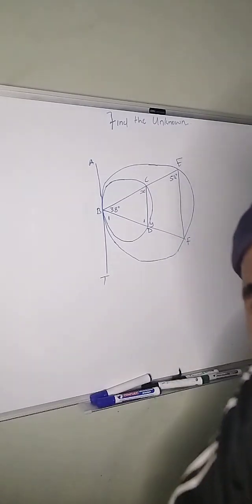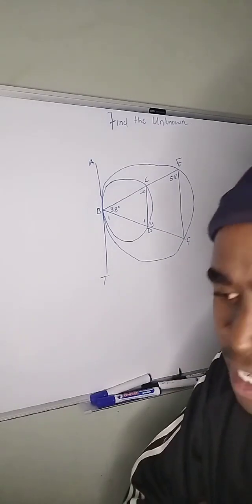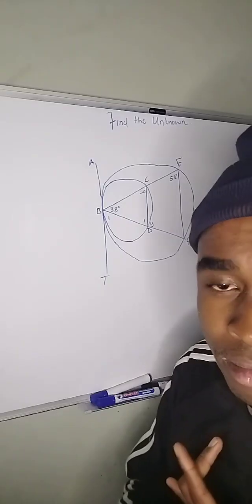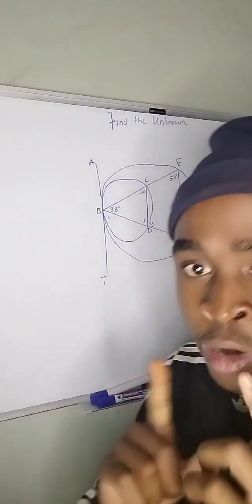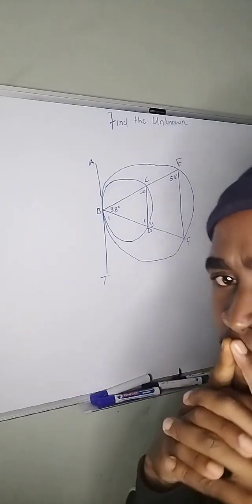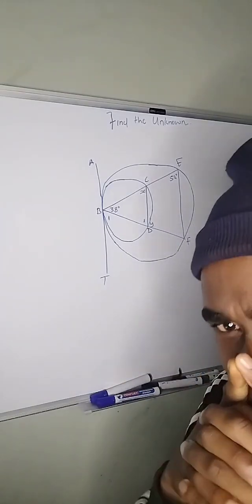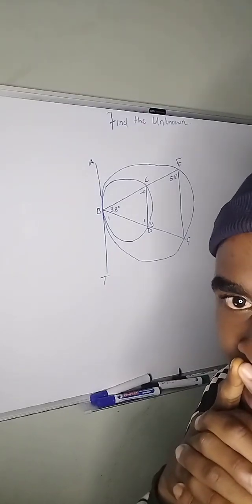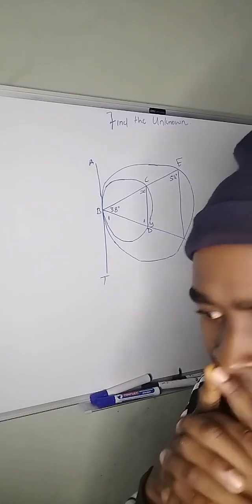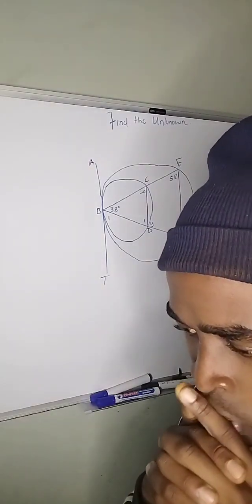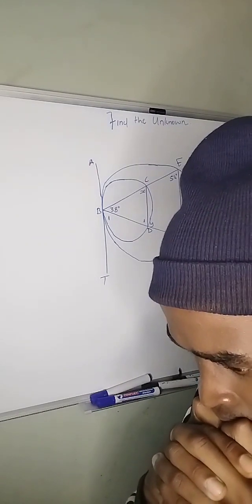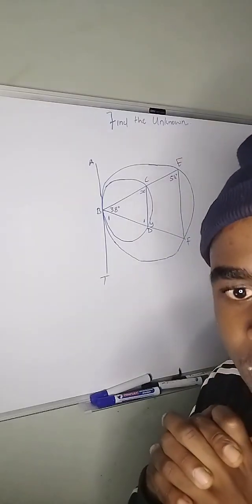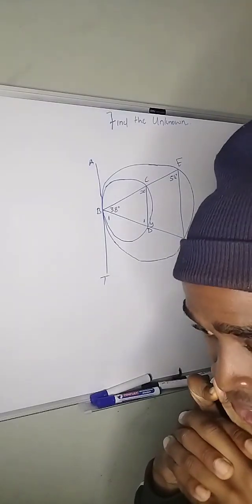So let's see, how can we link? What is the value that we can find here? There is no radius. There are no parallel lines. Is there a cyclic quad here in this diagram? Is there a cyclic quad? There is no cyclic quad, right?